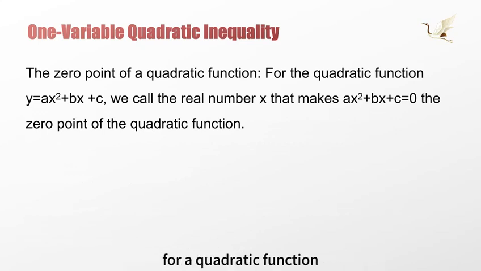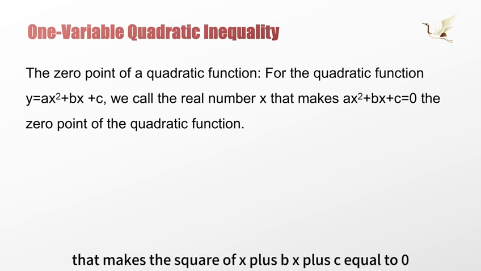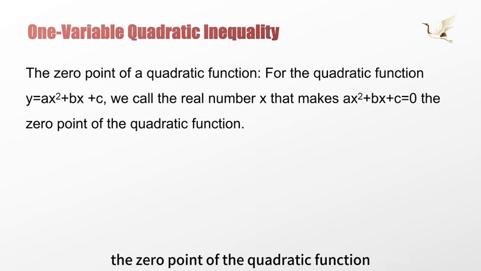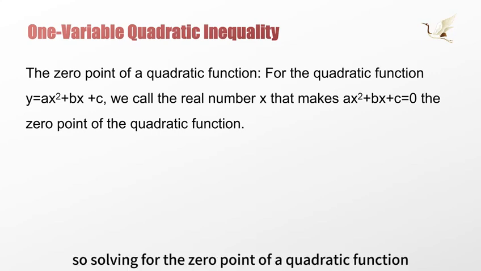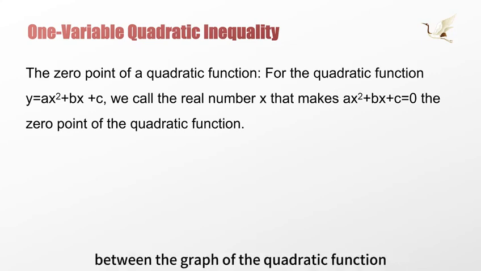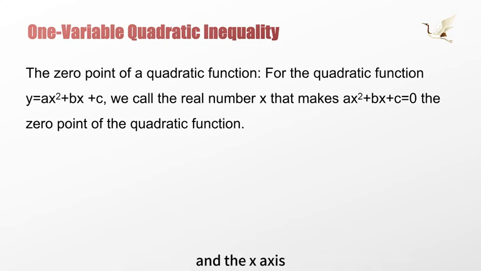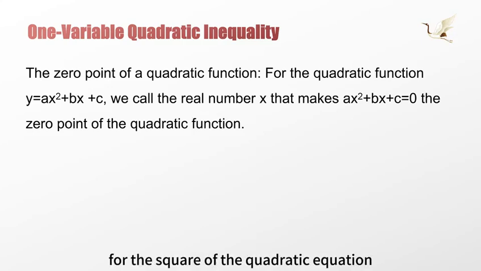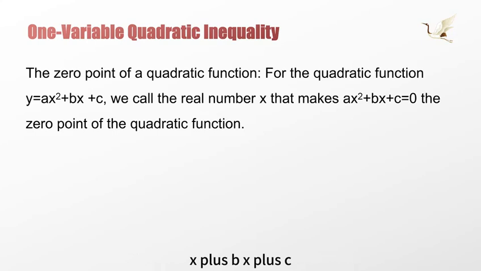Next, I will give a definition, the zero point of a quadratic function. For a quadratic function y equals ax squared plus bx plus c, we call the real number x that makes ax squared plus bx plus c equal to 0 the zero point of the quadratic function. So solving for the zero point of a quadratic function is to find the horizontal coordinate of the intersection point between the graph of the quadratic function and the x-axis, that is, to find the real root of the quadratic equation ax squared plus bx plus c equals 0.